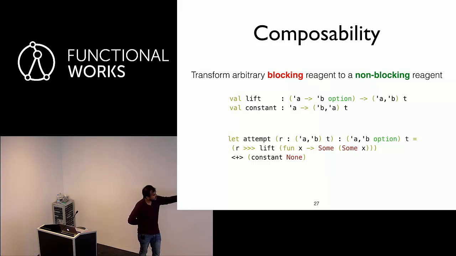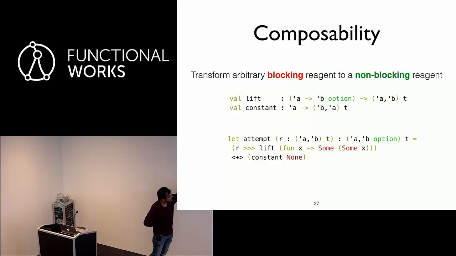The way we do that is we compose the original reagent R suffixed with suitable value coercion and put it in a selective communication with constant none. Because our selective communication operator is left biased, it is always going to try the first option, which is the original reagent R.